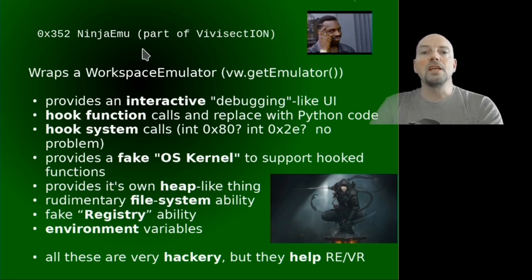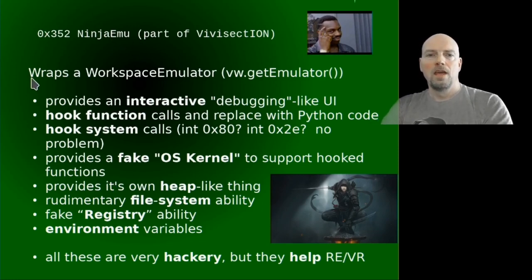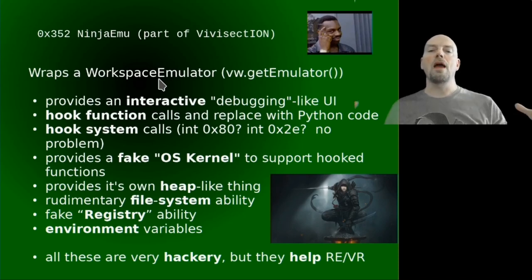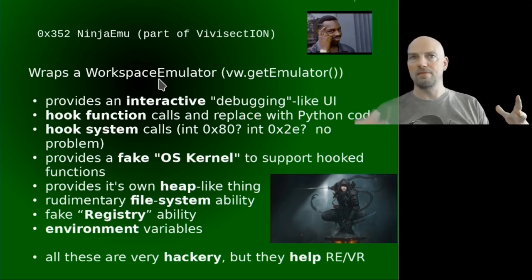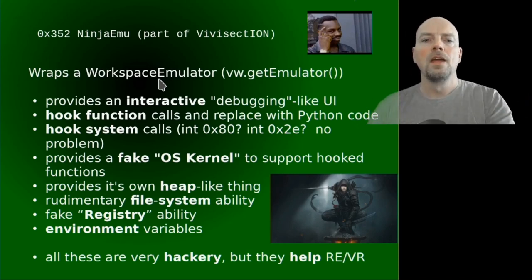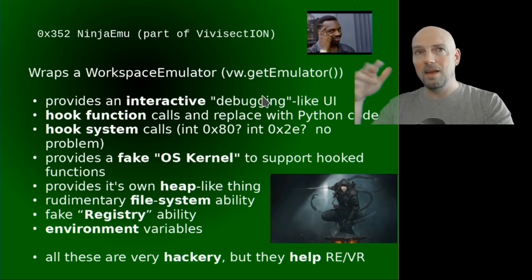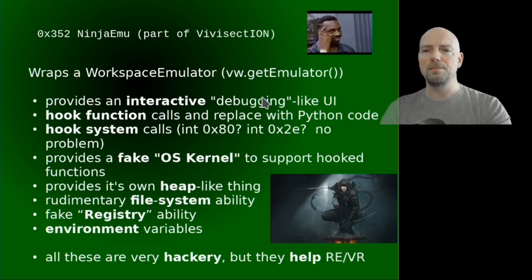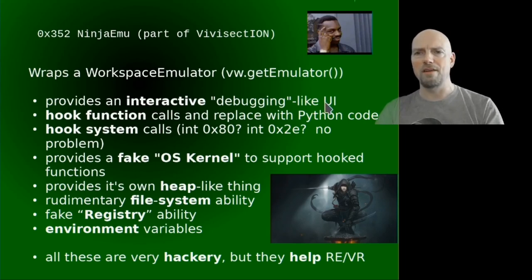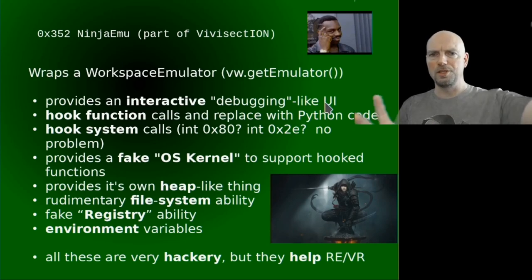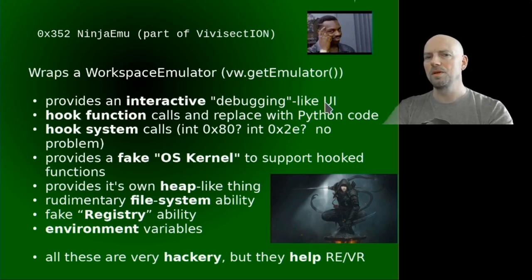So Ninja EMU is a part of Vivisect, and it basically wraps a workspace emulator that we can get from a Vivisect workspace. It provides interactive debugging, kind of like a more intelligent version of GDB. I wouldn't go as far as a full GDB environment, but something more along the lines of just giving you what you need at each step along the way.